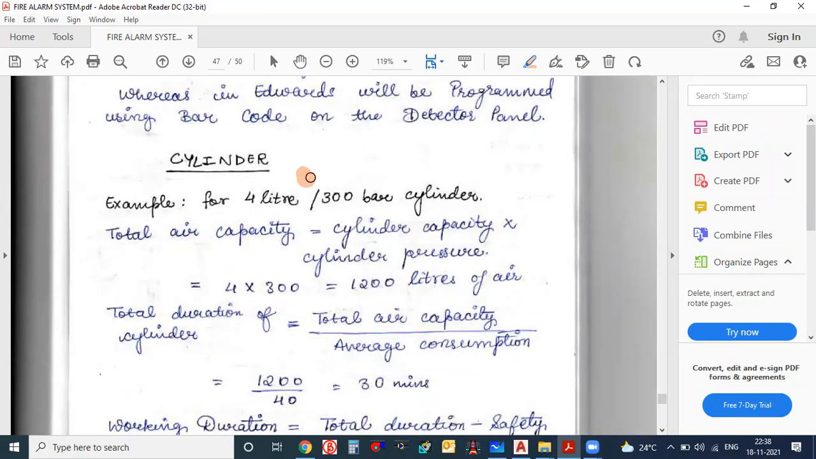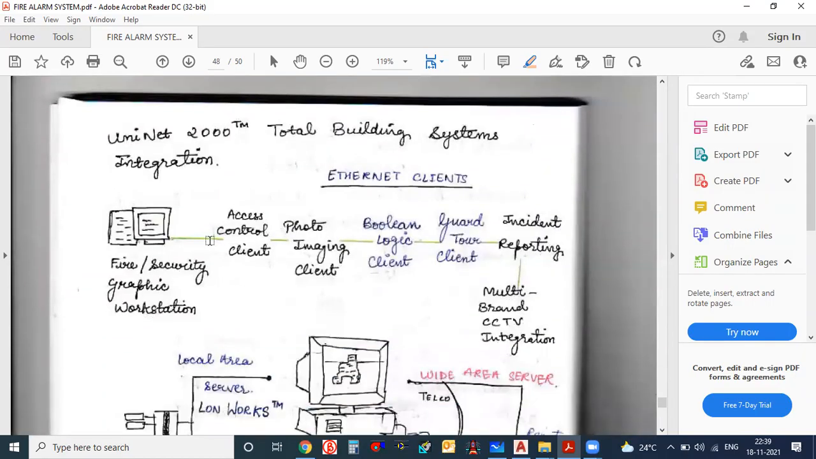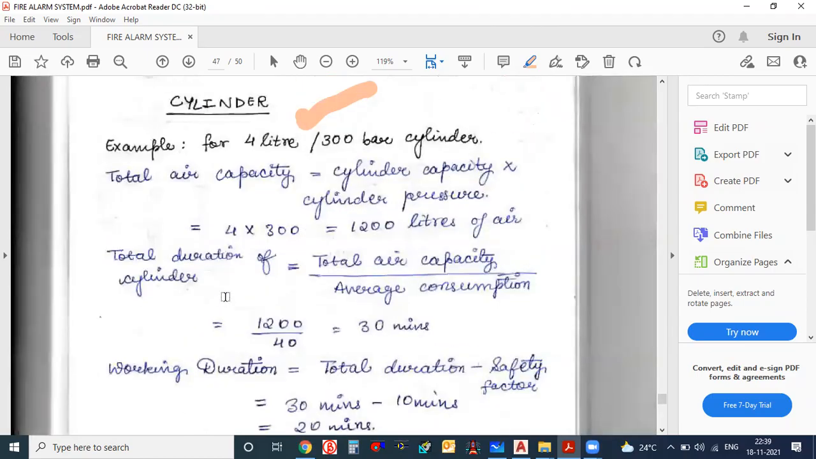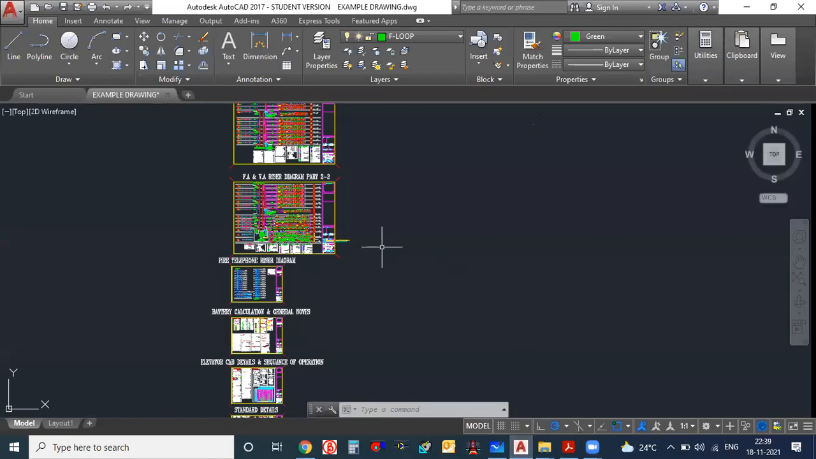Okay, this thing I don't understand what is written here. Just some points are written here. Ethernet clients, total building system. Okay, these are some things written here. So basically this thing you need to understand. Now I will show you one layout here. You will understand how these fire alarm systems are connected.